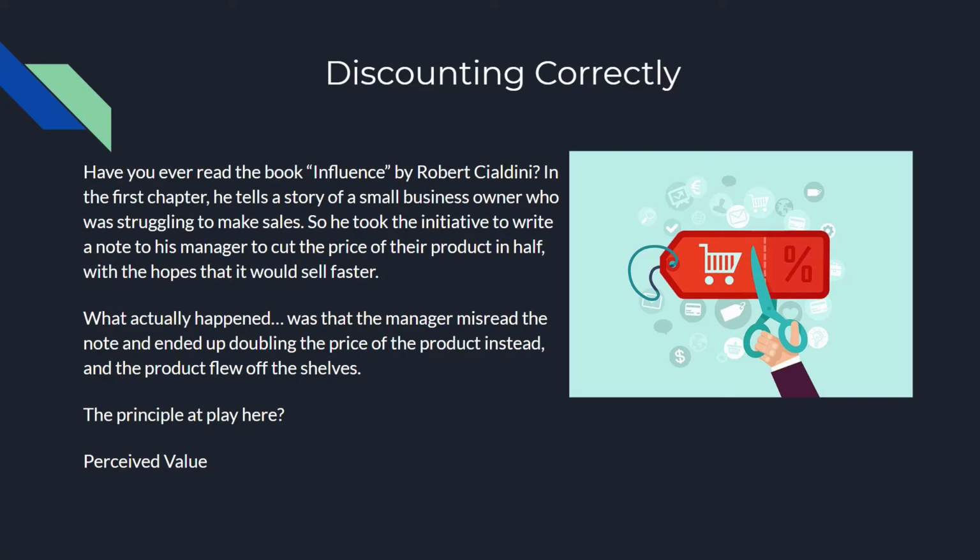Now, discounting. Have you ever read the book Influence by Robert Cialdini? In the first chapter, he tells a story of a small business owner who was struggling to make sales. So he took the initiative to write a note to his manager to cut the price of their product in half with the hopes that it would sell faster. What actually happened was that the manager misread the note and ended up doubling the price of the product instead, and the product flew off the shelves. The principle at play here is perceived value.